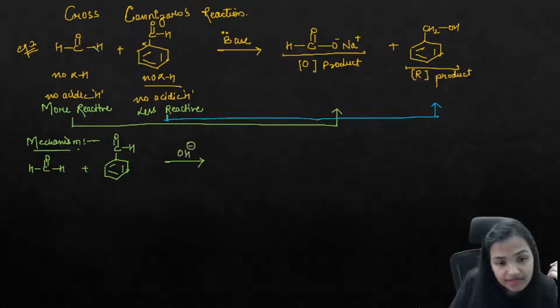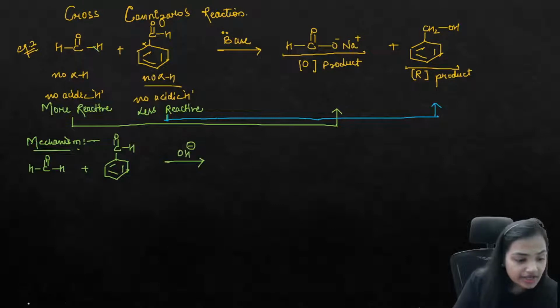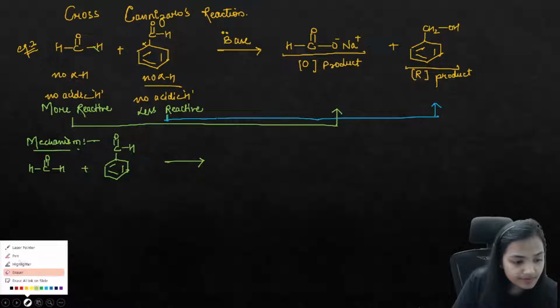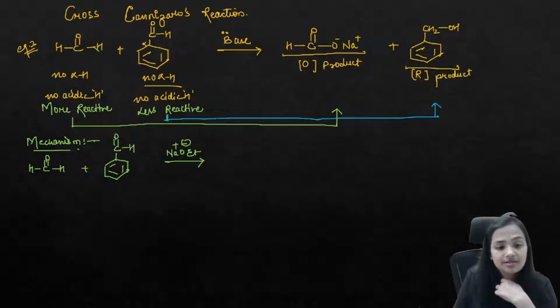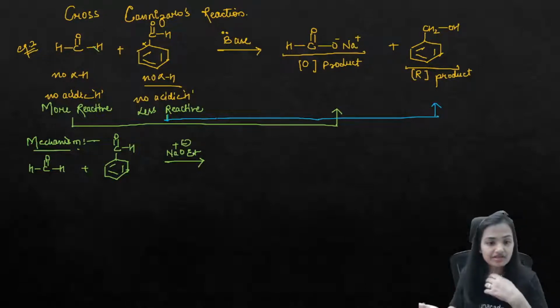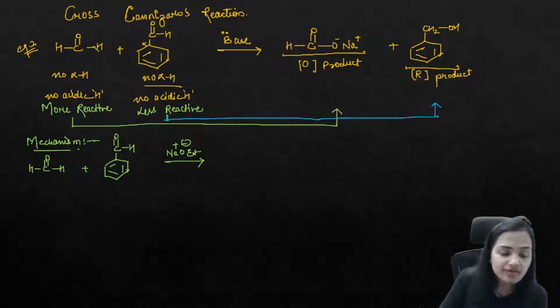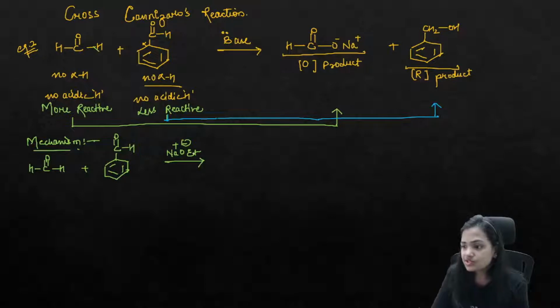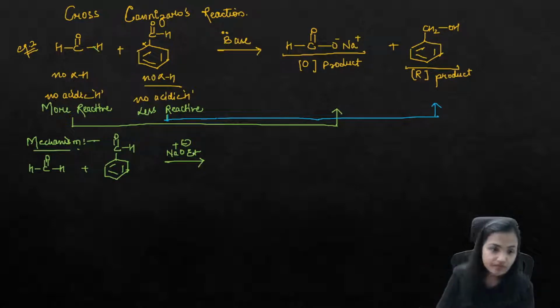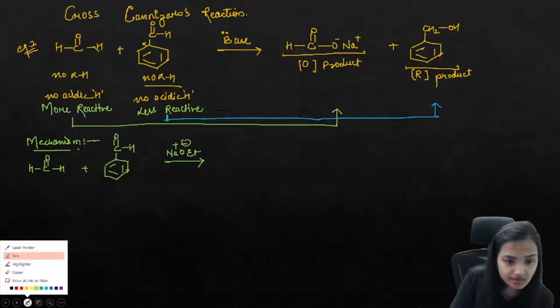Let's say any base, OH negative or NaOEt, any base I can take. If you want to change the base, let me take NaOEt. So this is OEt negative, so ultimately this is a base. If this is acting as a base, then what will form? What will be the product there? Or simply OH negative you can take here, or any other base.